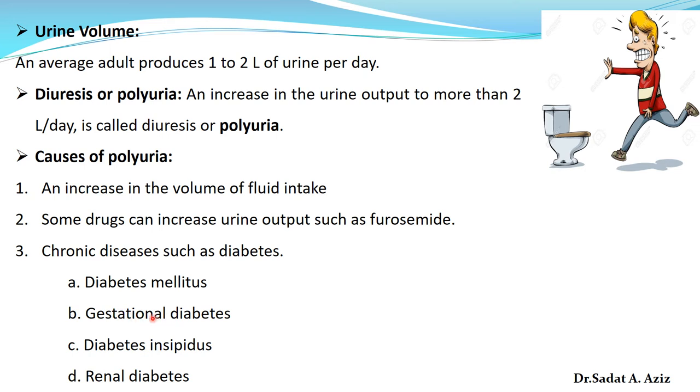Okay, and the second type of diabetes is called gestational diabetes. This type of diabetes is related to pregnancy, especially in those patients who have a family history of diabetes and whose body mass index is above 25. And this condition mainly happens in pregnant women who have, as we mentioned before, a family history of diabetes.